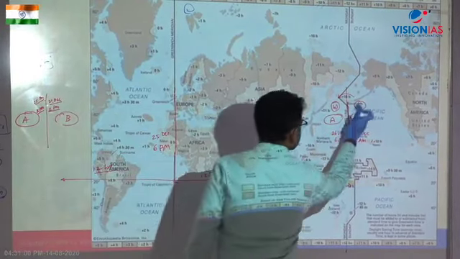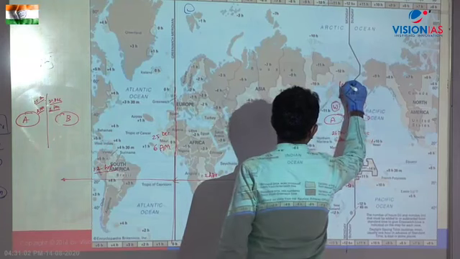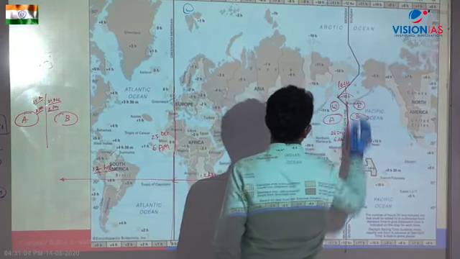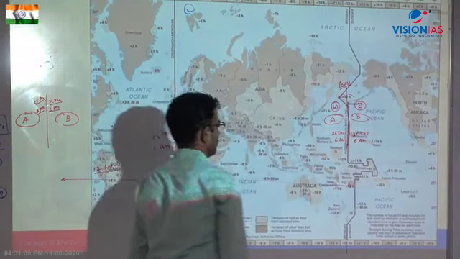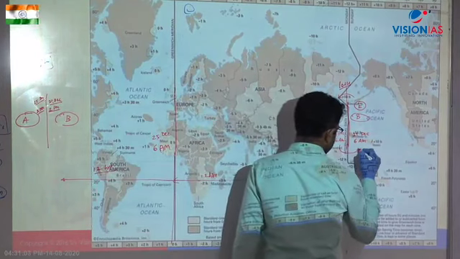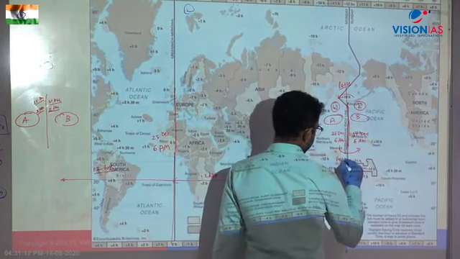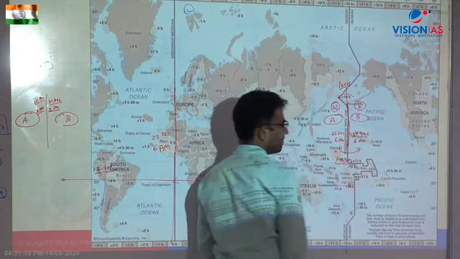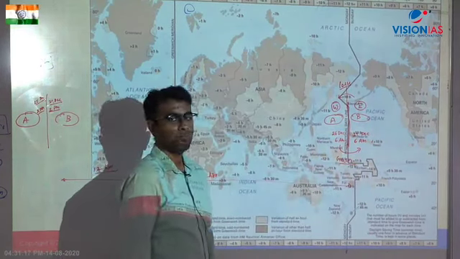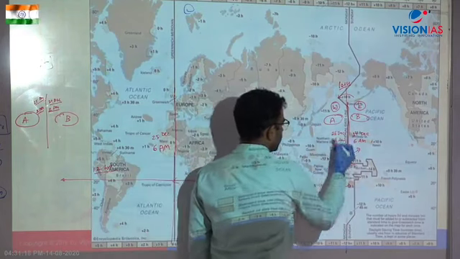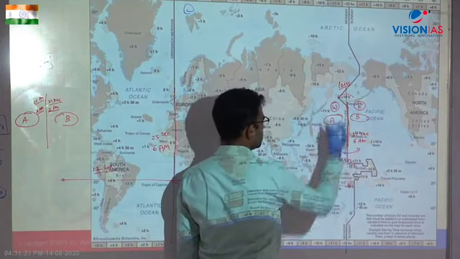If a person crosses from east to west, he loses a day. If a person crosses from west to east, he would gain a day. How? He has spent his entire December 25th on this side.